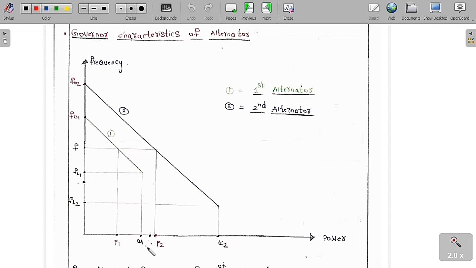So P1 and P2 are the power shared by alternator 1 and alternator 2 at a common frequency of F. This is the frequency of operation of both these alternators. This is the important point that we always need to keep in mind.